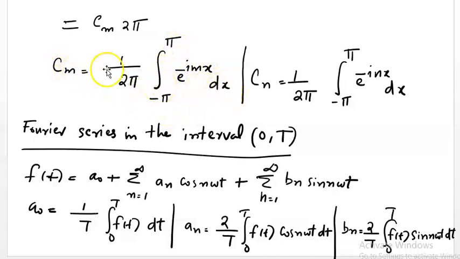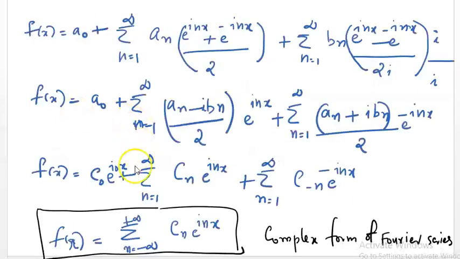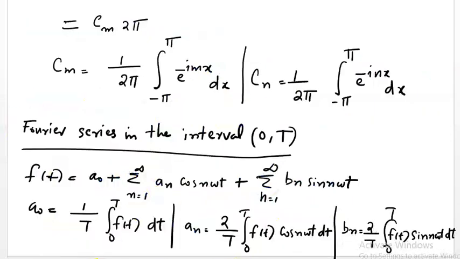For m, if I substitute n, I will have 1 by 2 pi integral minus pi to pi f of x e to the power minus inx dx. So this is the coefficient. Okay, so we have the complex form of the Fourier series. This is the complex form and the coefficient is given by this.